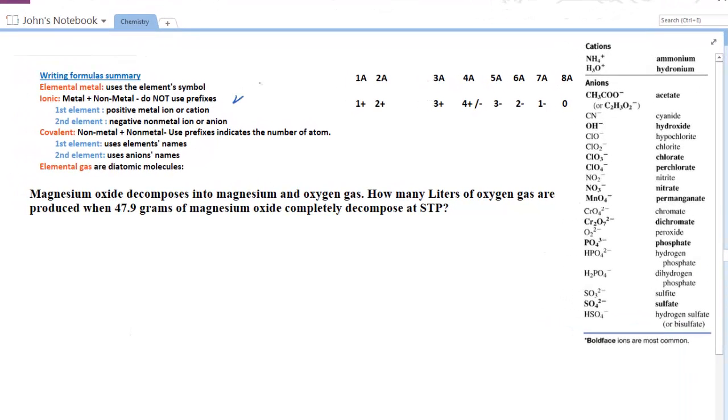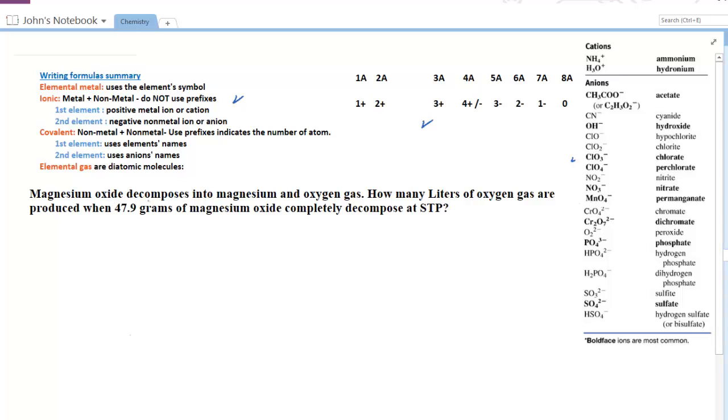Here is a quick summary of writing formula for different types of substances. And here we have the ion charges for the periodic table, as well as a list of common polyatomic ions. So here is the scenario.